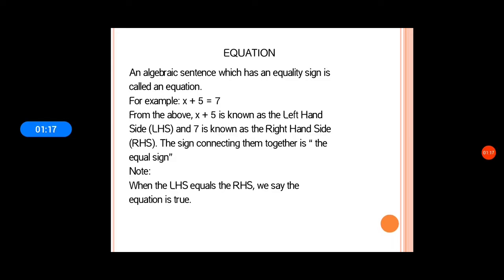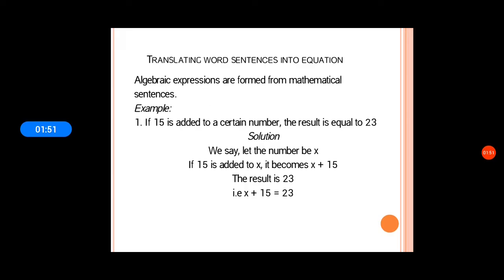And from this equation, we have the left hand side and we also have the right hand side. The left hand side is x plus 5, while the right hand side is 7. The sign connecting these two together is the equal sign. Note, when the LHS, that is the left hand side, is equal to the right hand side, we say the equation is true. Now let's assume from this equation that x equals 2. So if we put 2 plus 5, it will be equal to 7. So it means the equation is true.